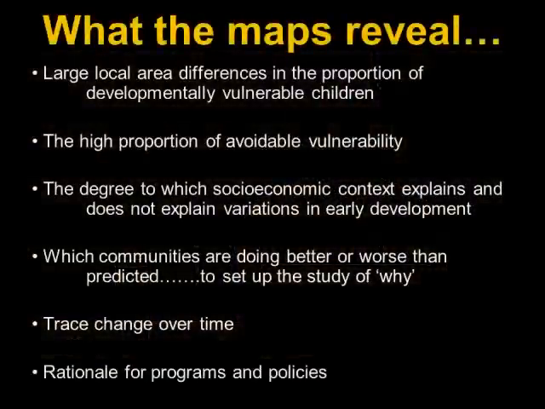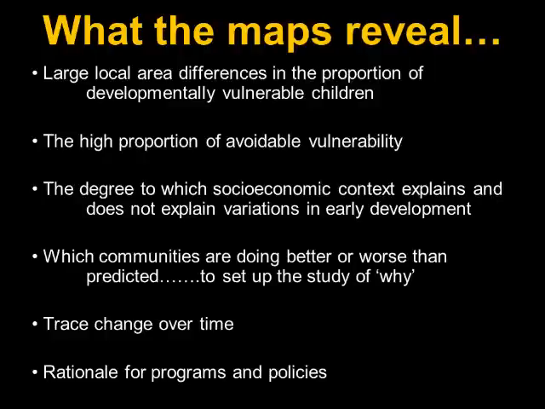So that leads to the fourth point here, which is which communities are doing better or worse than predicted based on socioeconomic status, to set up the study of why. And then to be able to trace change over time and to serve as a rationale for programs and policies. Now, the change over time story has not been a good one. Basically, vulnerability in BC has gradually snaked up over the last 10 years. So when we first started measuring this, it was sort of like standing at about 27% and then 29% and then 28% and then 31%. So, you know, if anything, it's gotten worse, right?